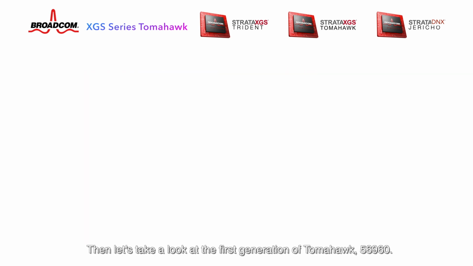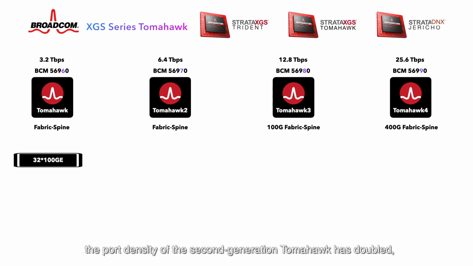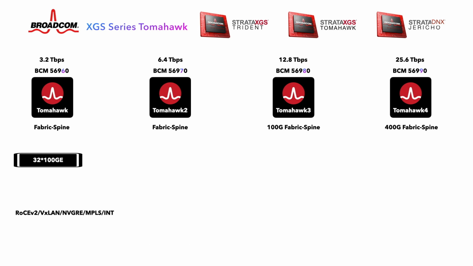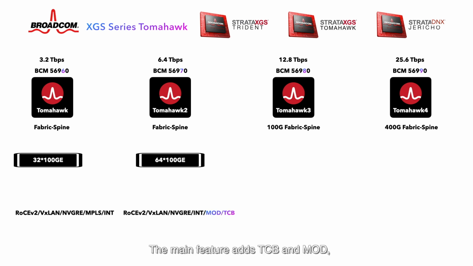Then let's take a look at the first generation of Tomahawk, 56960. Single chip 3.2T, suitable for 32-port 100 gig products. Suitable for small-scale spans, which are rarely used at present. Many extreme features such as VS-Line INT. The port density of the second generation Tomahawk has doubled, with a single chip of 6.4 Tbps, which can support 64 100 gig interfaces. The main features are these TCP and mode, that is, the chip's packet loss virtualization related functions.